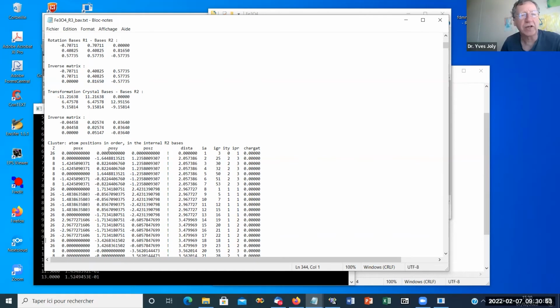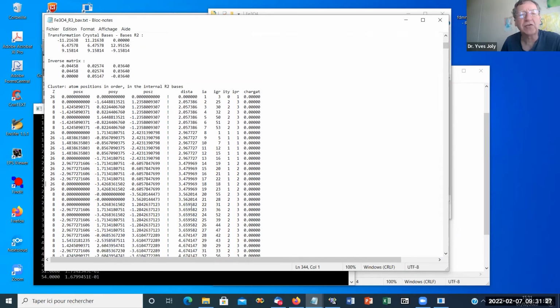You can see that you have your iron at the center. Then you have 6 oxygen atoms, listed versus the distance to the central absorbing atom. So you have 6 atoms at 2.05 angstrom from the center, so it looks like an octahedron. And after, you can also check where your following shell is. So there is an iron atom at 2.96 angstrom, and so on. So you can check the different shells.